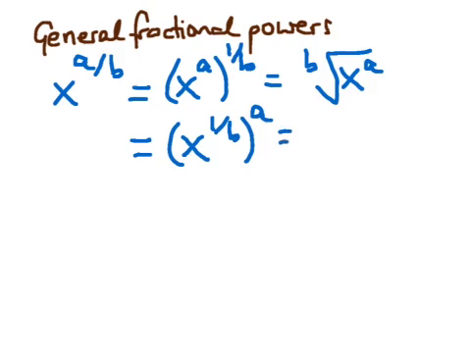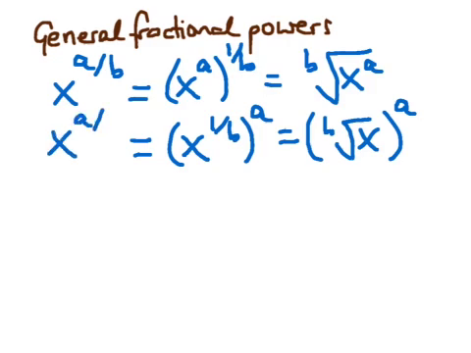So this way of writing it means that it is the bth root of x, all to the power of a. So these are two different ways of writing x to the a over b.